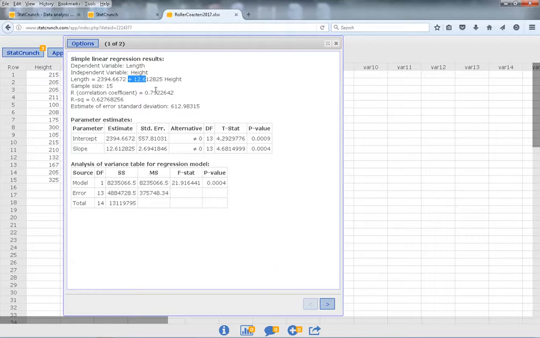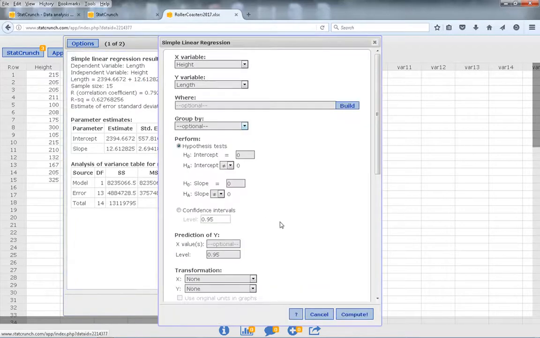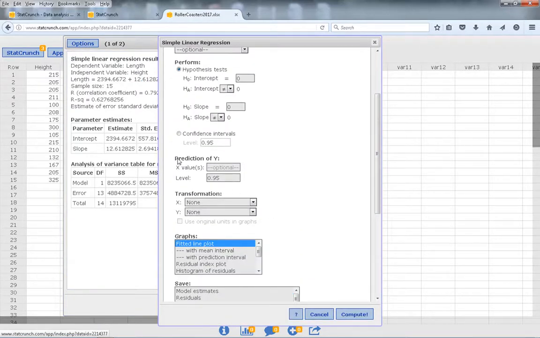Or I could go back and do it by something else, right? So for each 10 feet in height of the hill on the roller coaster, the length increases by, now I have to multiply by 10, about 126 feet for that total length. The next thing we could do is go back and talk about estimation. Now, suppose that I have a couple of questions that I'm interested in. So I'm going to go back to the edit, because the way to get the predictions is where it says prediction of y, you've got to put in the x values.